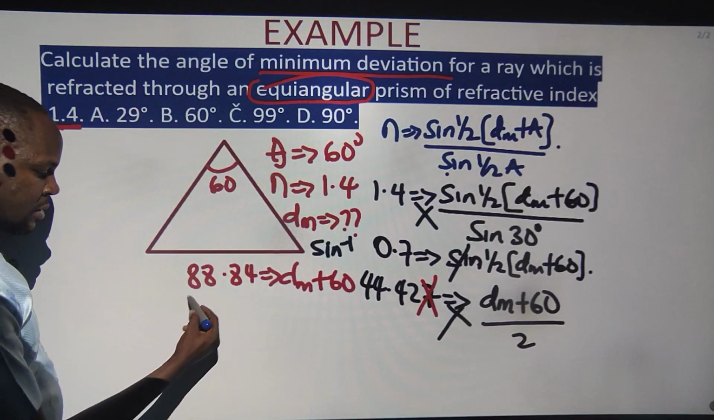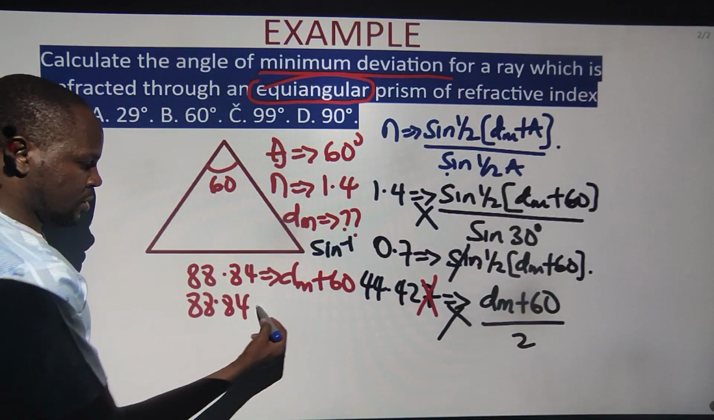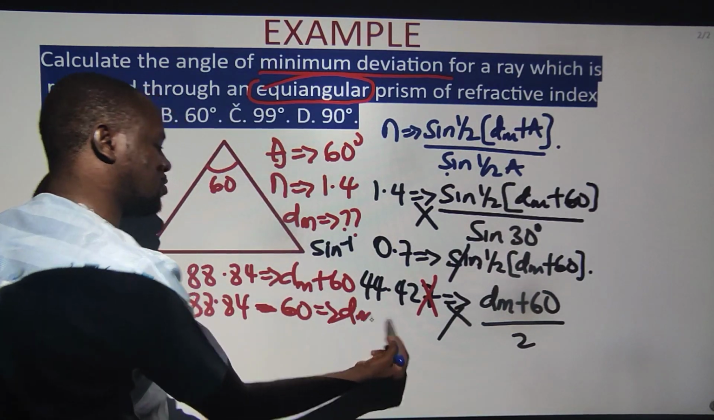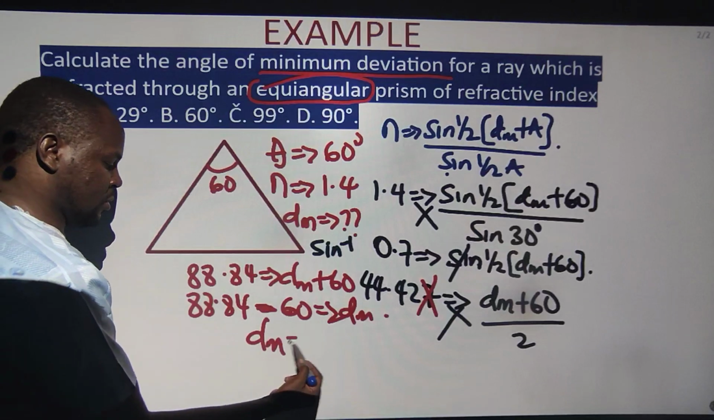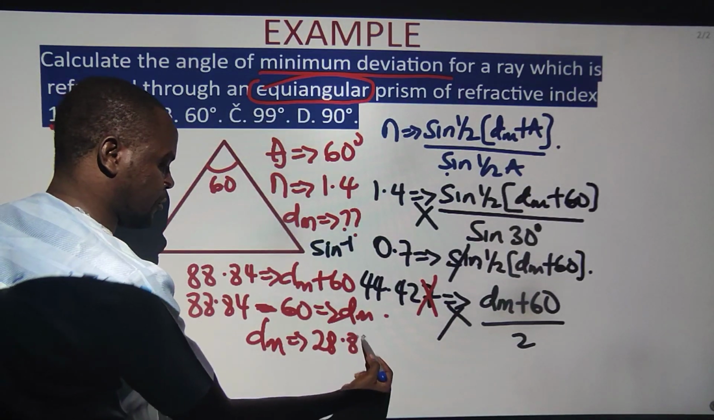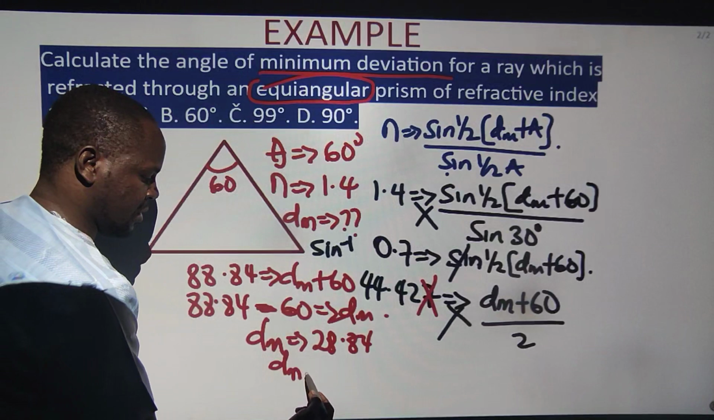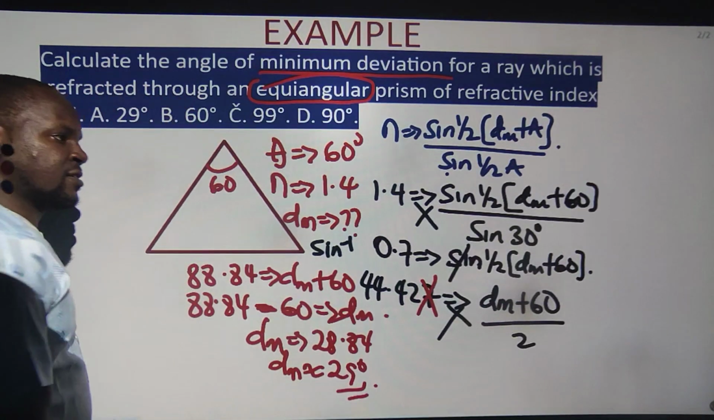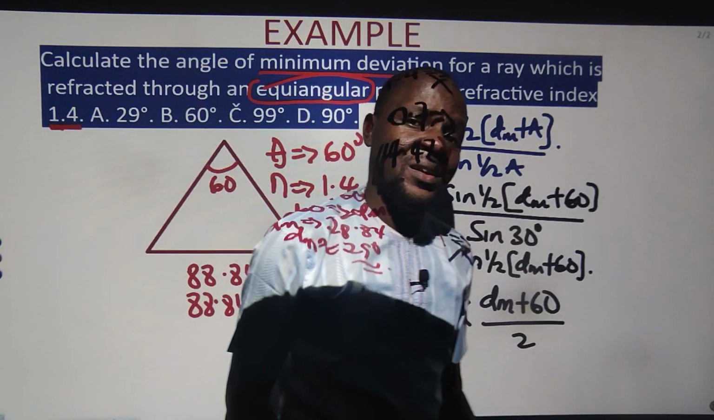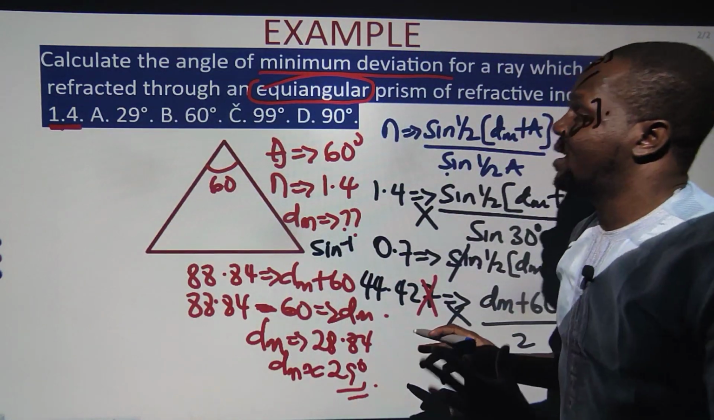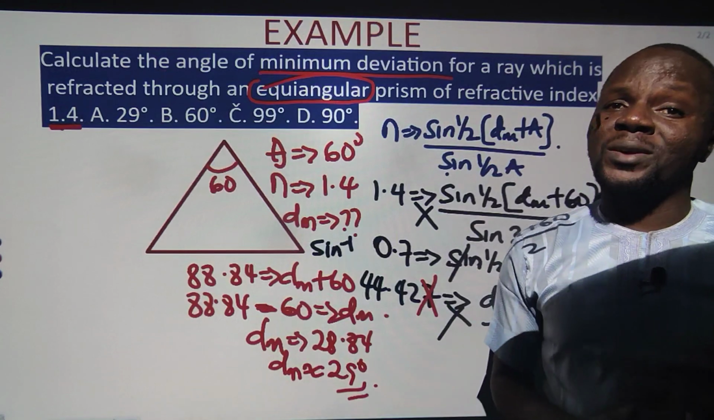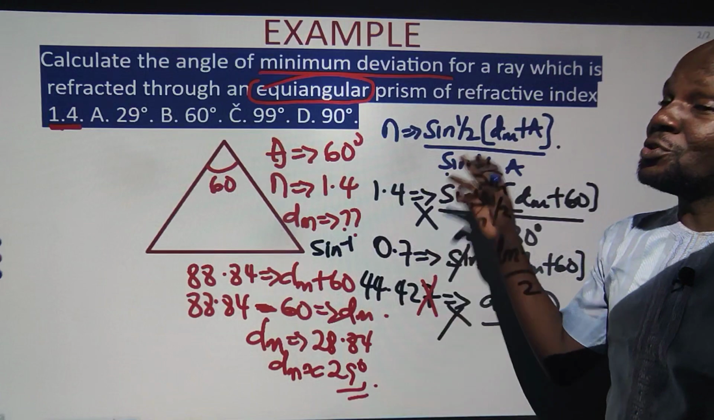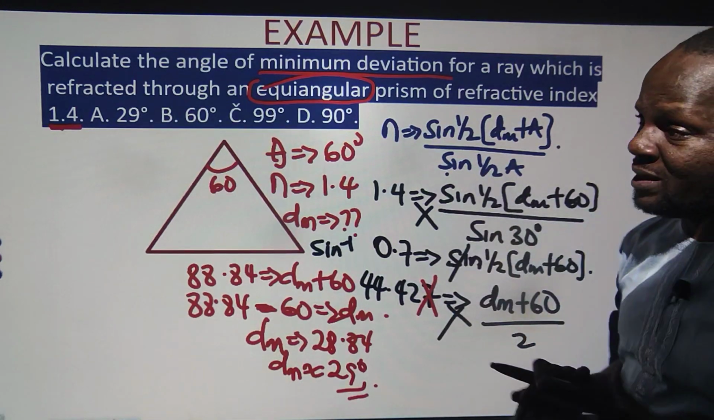Let's do this one: 88.84 minus 60 is equal to Dm. I don't want to rush you. So Dm here is equal to 28.84, so Dm is approximately 29 degrees. Please, this is the way you are expected to solve this type of question. This is a formula-based question, and you can apply the formula directly. Some other questions will not be comprehensive formula-based questions like this, so just stay on those short formulas I've written in the first place.